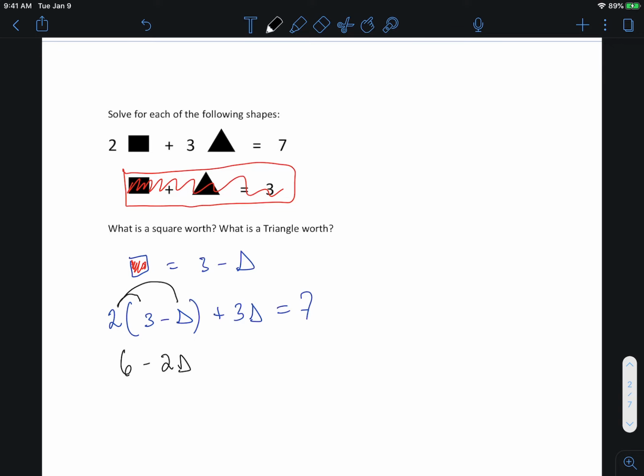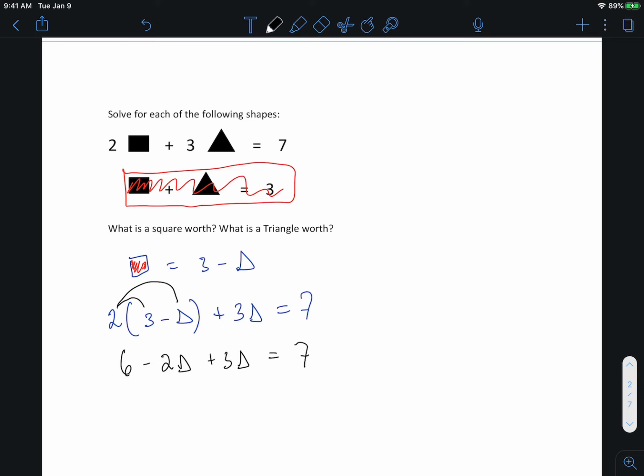2 times 3. We'll do more of this next week when we do parabolas and stuff. It's distribution, but I call it the rainbow. So 2 times 3 is 6. That's where the 6 comes from. And then 2 times the triangle is 2 triangles, minus 2 triangles. And then you don't have anything to do with the 3 triangles because it's 3 times 1, so it's plus 3 triangles. And that's equal to 7.